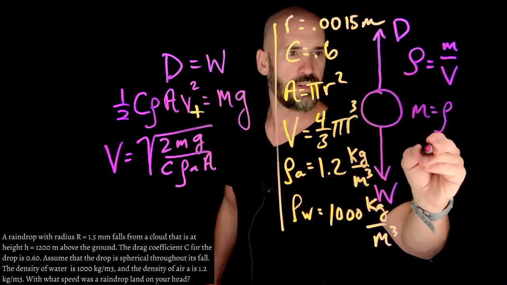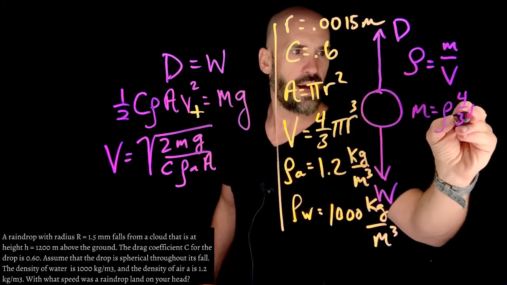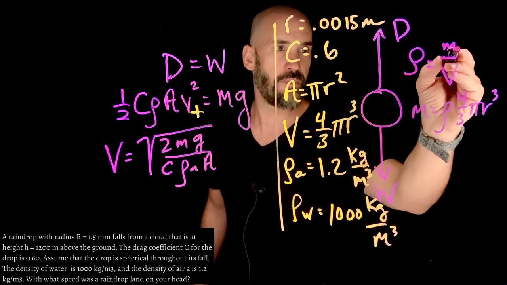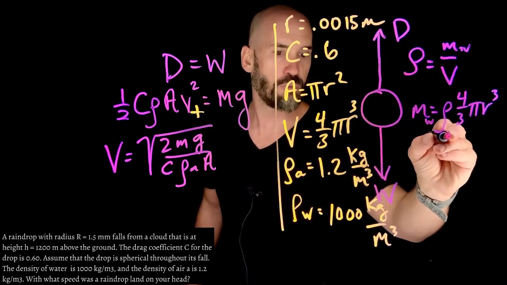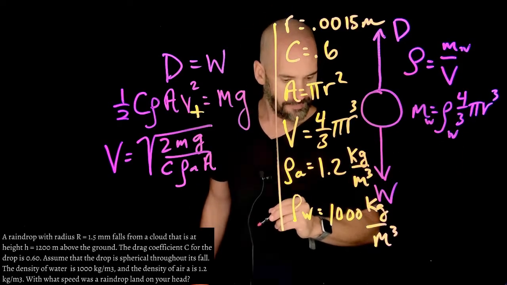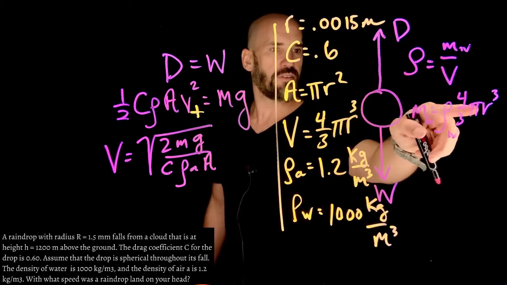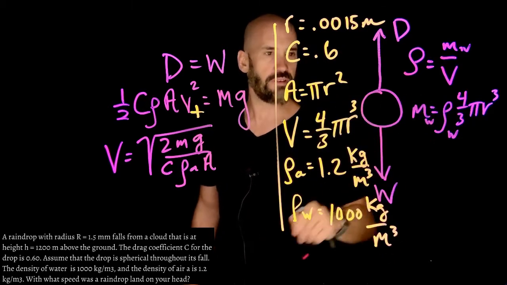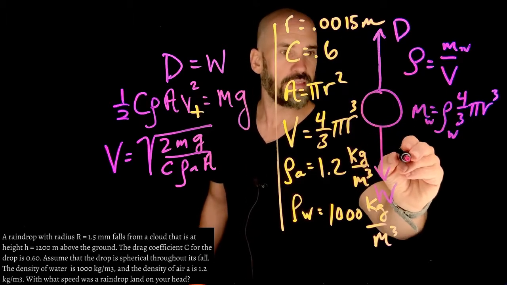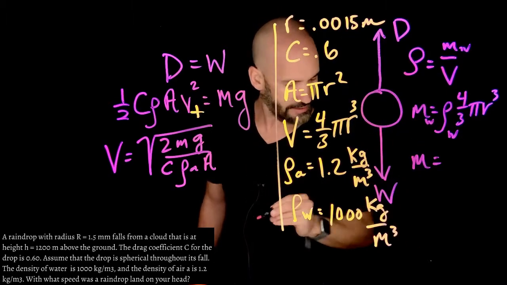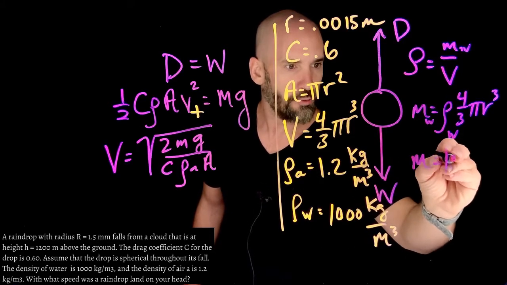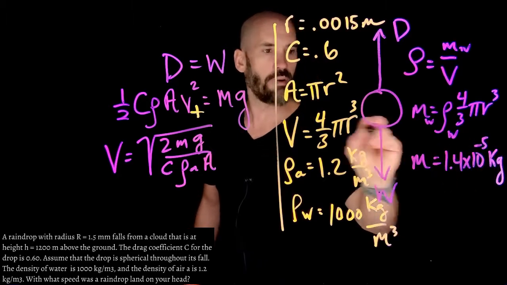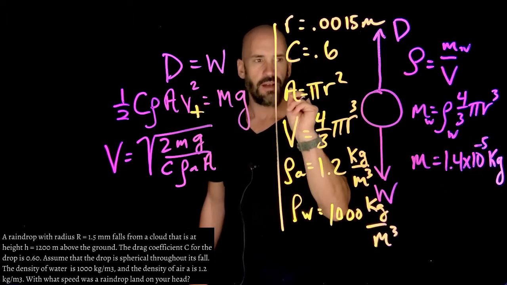That's just going to be rho times 4/3 pi r cubed. Where we're trying to find the mass of the raindrop, right? So that's mass of water, so that's rho of water. When I plug in my values, my rho of water, which is 1,000, and my r here, which is 0.0015 meters, then the mass of my raindrop that I get is 1.4 times 10 to the minus 5 kilograms. Okay, 1.4 times 10 to the minus 5 kilograms.